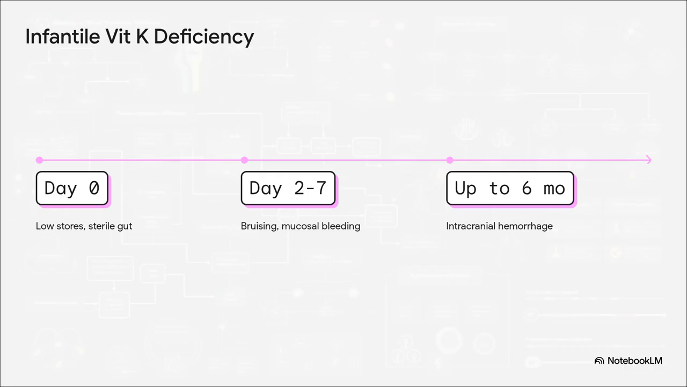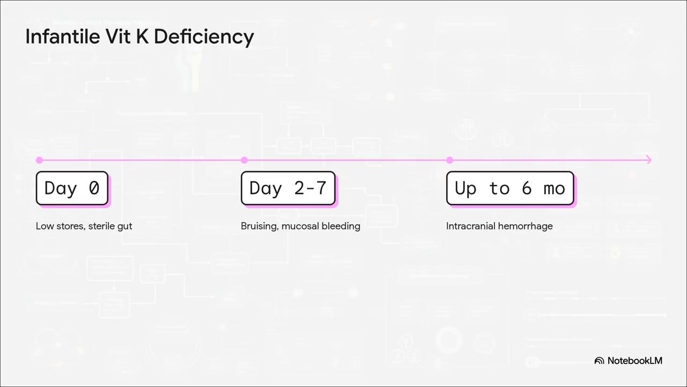Newborns are at immense risk. Why? Well, they're born with low vitamin K stores. They have a sterile gut that can't produce it yet, and breast milk is honestly a pretty poor source. If they don't receive that routine intramuscular vitamin K at birth, they'll classically present on days 2 to 7 of life with umbilical or GI bleeding.